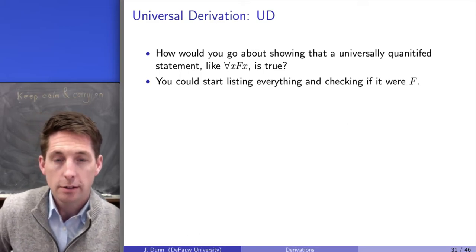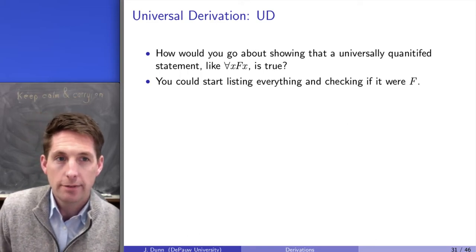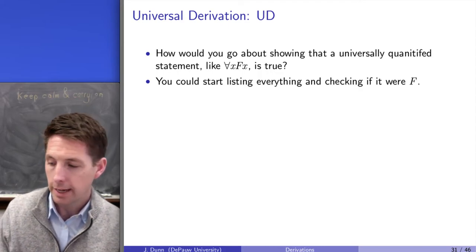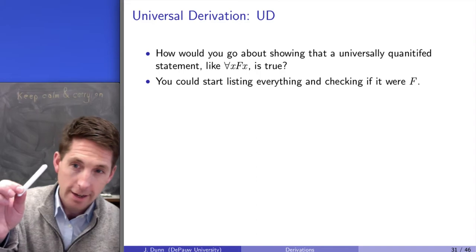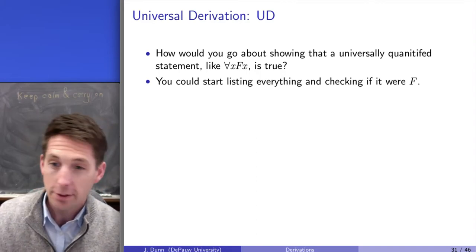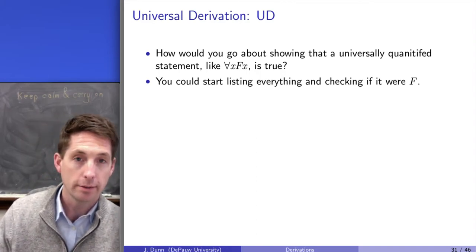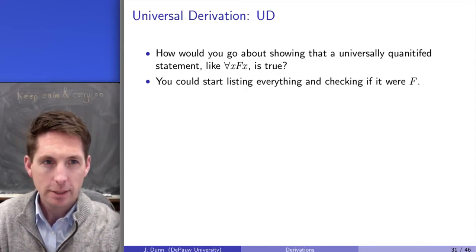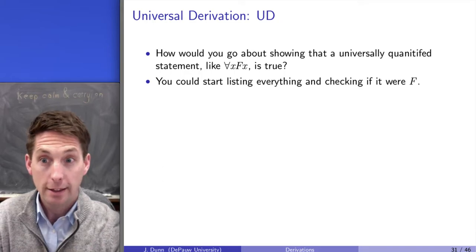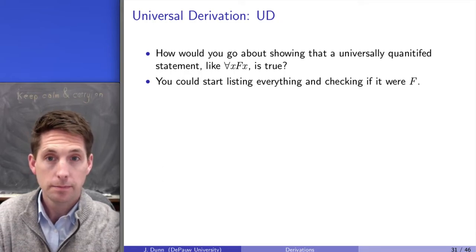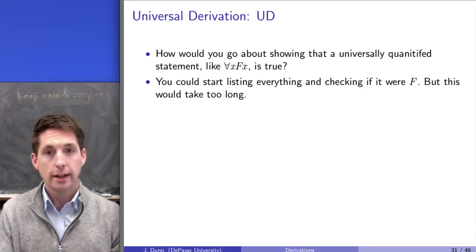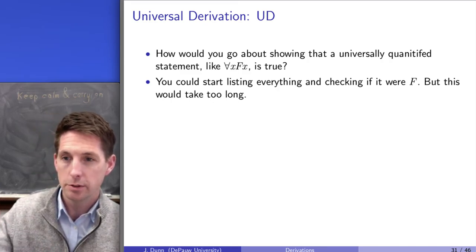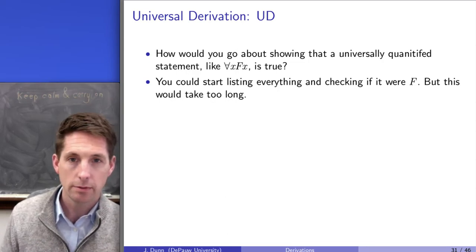You could start by just listing everything and checking if it were F. So you see, this pen has property F, and this chalk has property F, right? And this pen has property F, and you just keep going. But if you really think about it, that's not really going to work to show that literally everything has property F. For one thing, it would take too long, right? You can't go through every single item in the universe and see if it has property F.